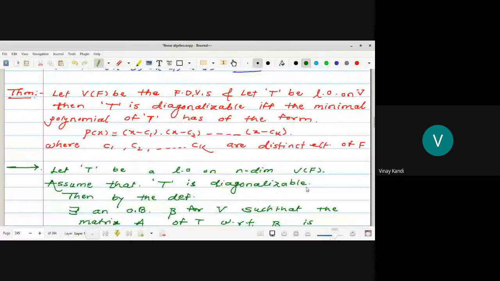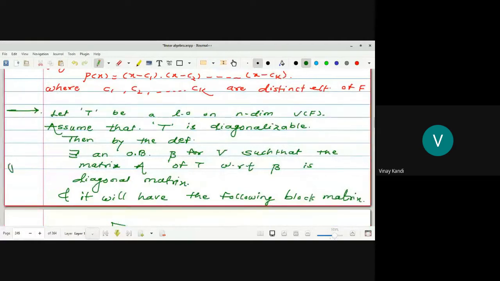What is the meaning of diagonalizable? Each and every vector is what? What is each vector of the basis for me? Suppose beta is the basis containing n vectors. So each and every vector is a characteristic vector. Why? Because T is diagonalizable. So there exists a basis beta for V such that each and every vector is a characteristic vector. We have seen this definition.